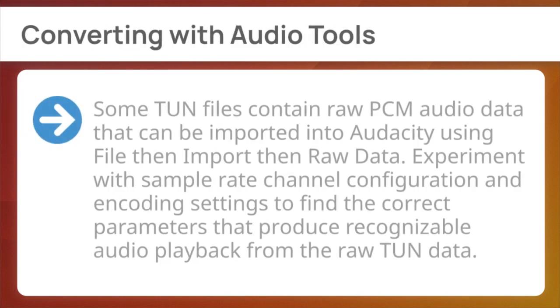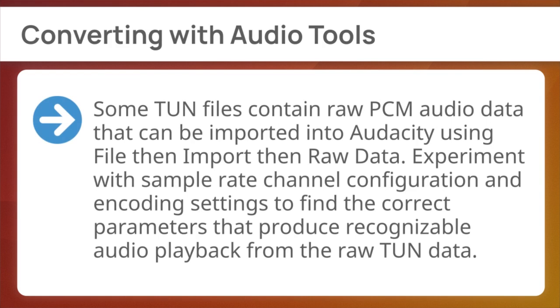Next, converting with audio tools. Some TUN files contain raw PCM audio data that can be imported into Audacity using File, then Import, then Raw Data. Experiment with sample rate, channel configuration, and encoding settings to find the correct parameters that produce recognizable audio playback from the raw TUN data.